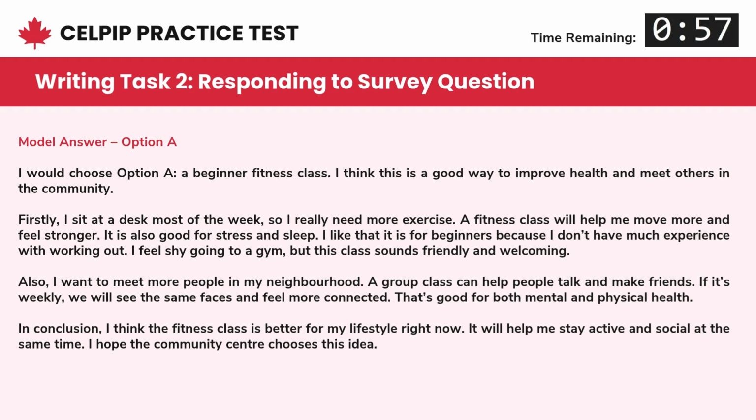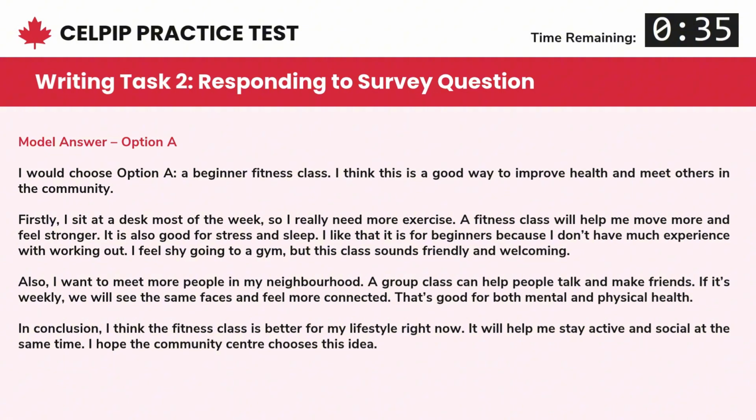The tone is semi-formal, which fits a community survey. You'll notice linking words like firstly, also, and in conclusion. These help the reader follow the ideas easily. The stretch words in this answer are connected and lifestyle. These are good B2 level words, but still simple enough to use at this level.